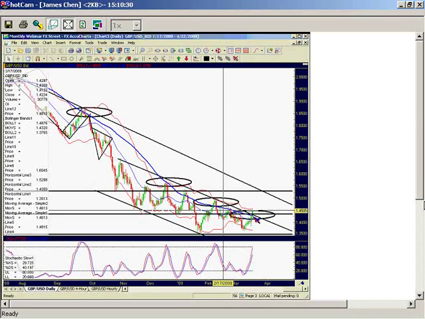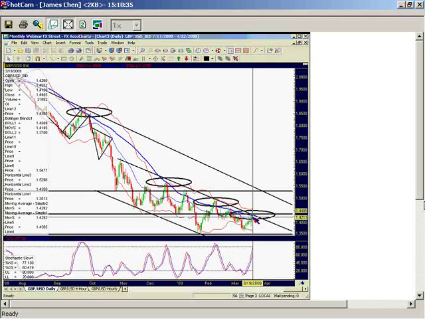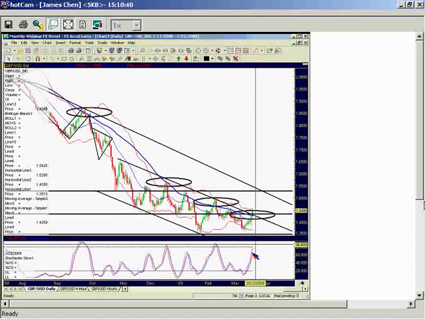Okay, here we have a breakout. This is a real-time chart, so we've got a breakout above this downtrend channel, and there's no confirmation to go short here. Okay.